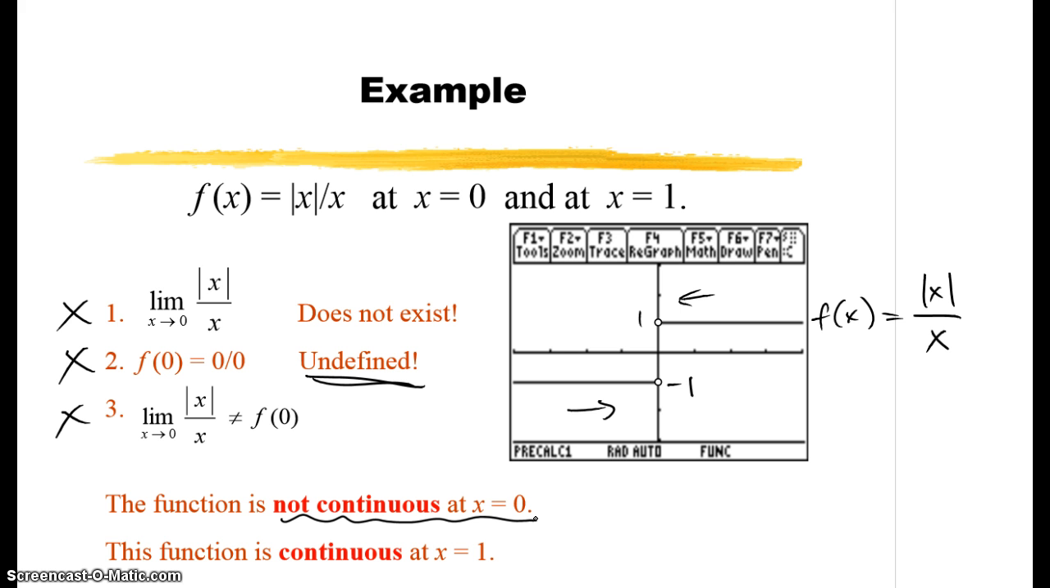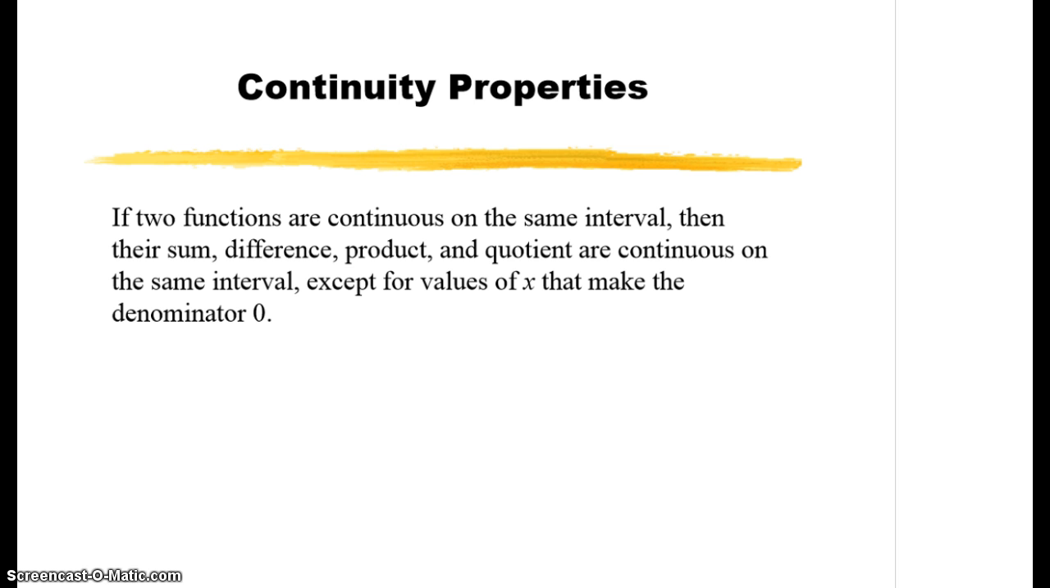On the other hand, notice the function is continuous at 1. Why? Because at 1, the limit from the left and the limit from the right are the same. They're 1. The function value is also 1. The two are equal to each other, so conditions 1 to 3 are satisfied. Therefore, the function is continuous there.